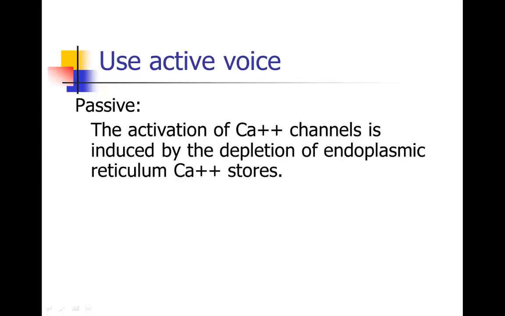So here's another example in the passive voice. The activation of calcium channels is induced by the depletion of endoplasmic reticulum calcium stores. So you can see that the passive voice also is kind of like the cause and the effect come backwards, right? It's the effect was caused by the cause, right? So it kind of inverts everything. So we have to, again, think about, well, what's the subject here and what is the object? So the subject, what's doing the inducing, is the depletion of endoplasmic reticulum calcium stores. What's being induced is the activation of calcium channels.